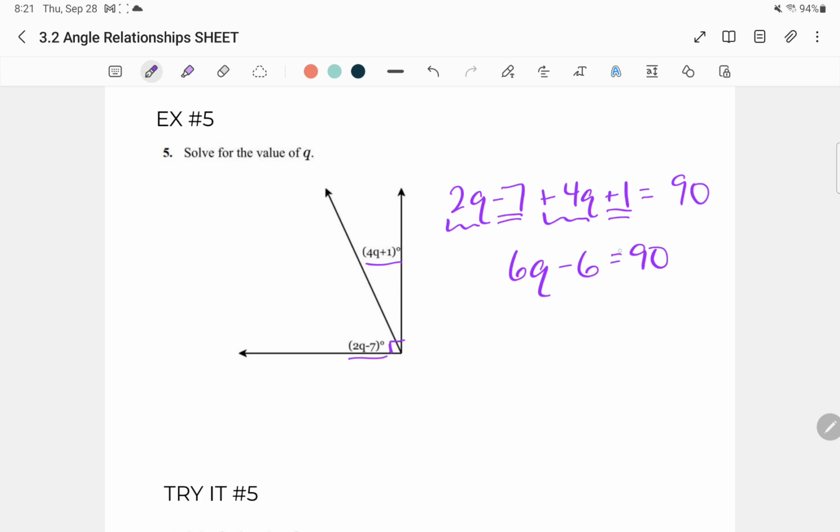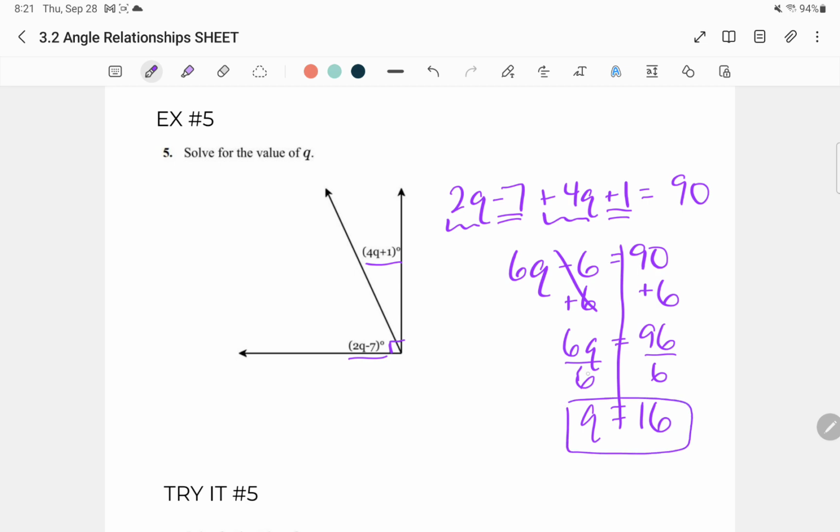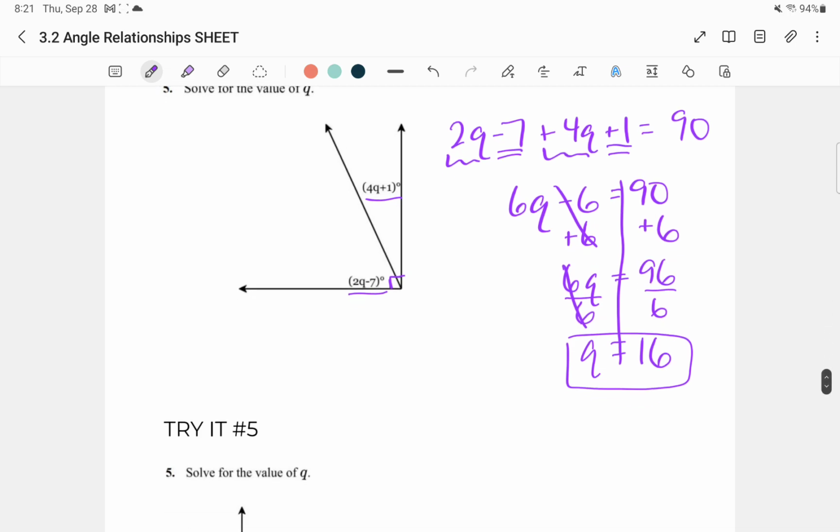Then I'm going to draw my line, and I'm going to do the opposite of minus 6, which is adding 6 to both sides. And I get 6q is equal to 96. Now my last step is to divide both sides by 6. And I get q is equal to 96 divided by 6, which is 16. So q is equal to 16. All right, so go ahead and pause the video and try it number 5.